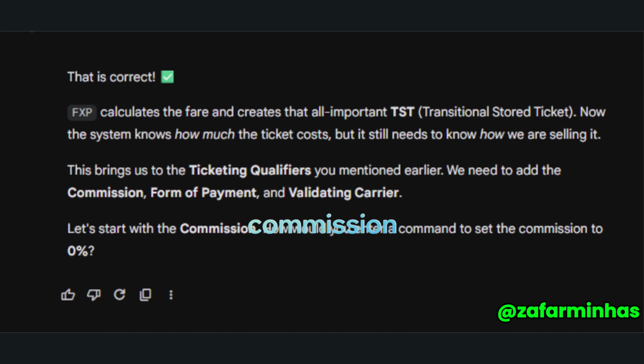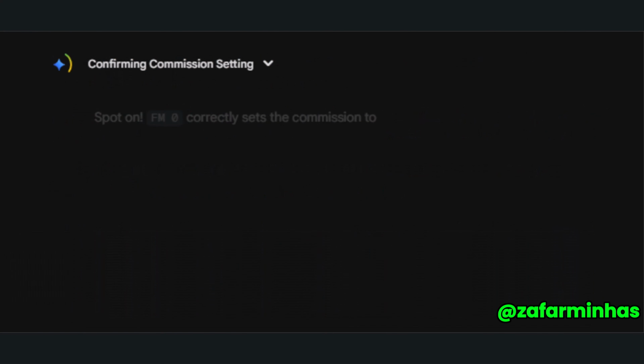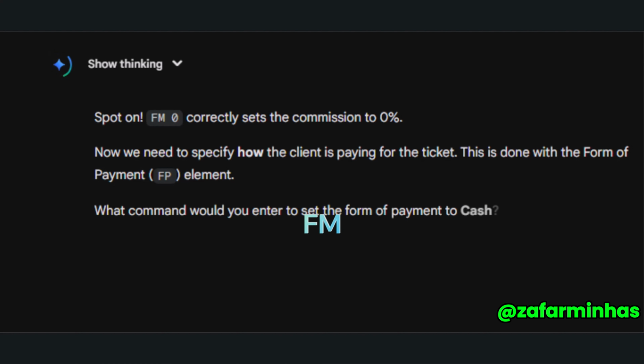First, commission. How would you enter a command to set the commission to 0%? Enter FM0. Spot on. You enter FM0 correctly sets the commission to 0%. Now, we need to specify how the client is paying for the ticket. This is done with the form of payment element. What command would you enter to set the form of payment to cash?